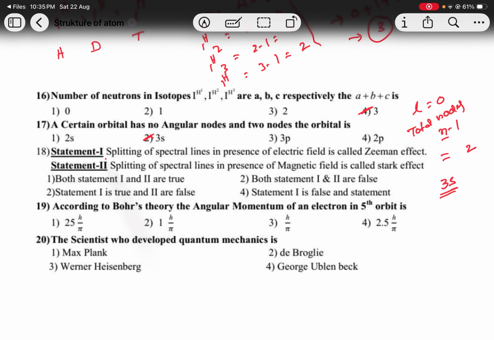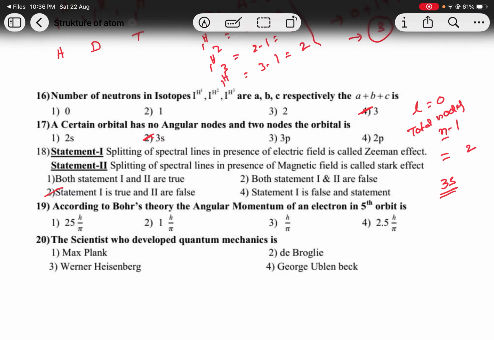Next, the 18th. Statement 1: Splitting of spectral lines in presence of electric field is called Zeeman effect. Statement 2: Splitting of spectral lines in presence of magnetic field is called Stark effect. Here, both statements 1 and 2 are true; both are false; one is true, second one is false; or statement 1 is false and statement 2 is the incorrect option. Splitting of spectral lines in electric field is generally called Stark effect. Splitting of spectral lines in magnetic field is called Zeeman effect. Both are wrong, so both statements 1 and 2 are false. So the second one is the correct one.